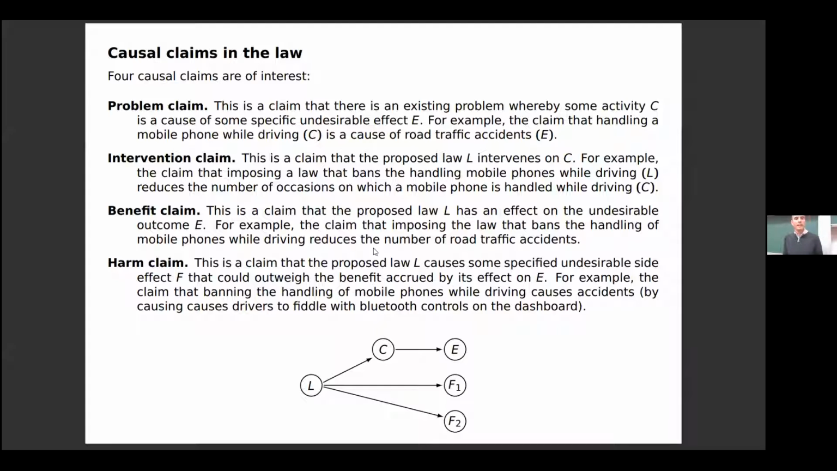And then we also need to assess any harm claims. So what side effects does the law have? Are these harmful? Do they outweigh the benefit that the law produces? For example, banning handling the mobile phones may lead to problems if you're continually playing with the dashboard to ensure your phone connects via Bluetooth and so on. So these are the 4 kinds of claim that are going to be of key interest in the law.